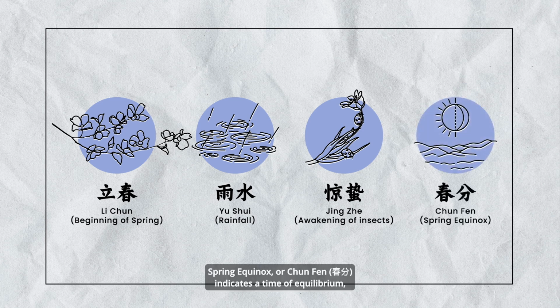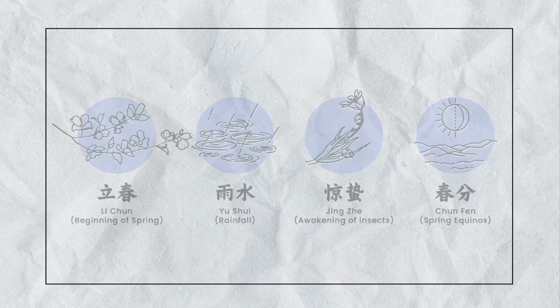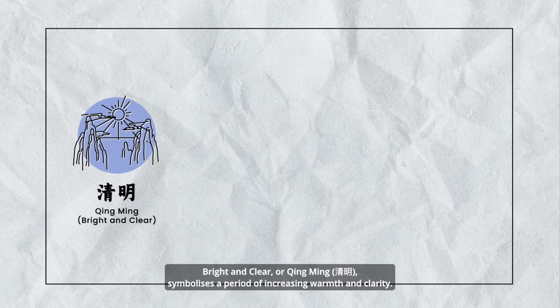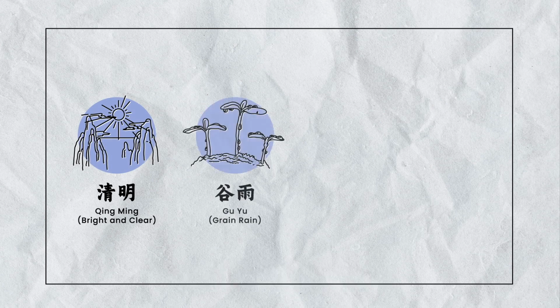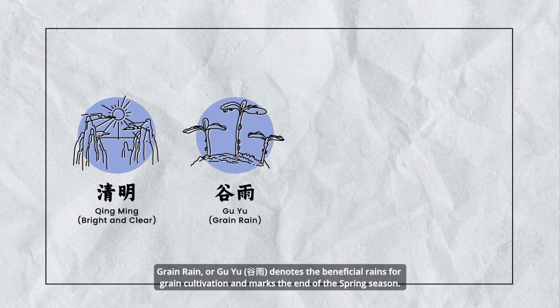Spring equinox, or Chunfen, indicates a time of equilibrium, with day and night being equally long, marking the peak of spring. Bright and clear, or Qingming, symbolizes a period of increasing warmth and clarity. Grain rain, or Guyu, denotes the beneficial rains for grain cultivation and marks the end of the spring season.